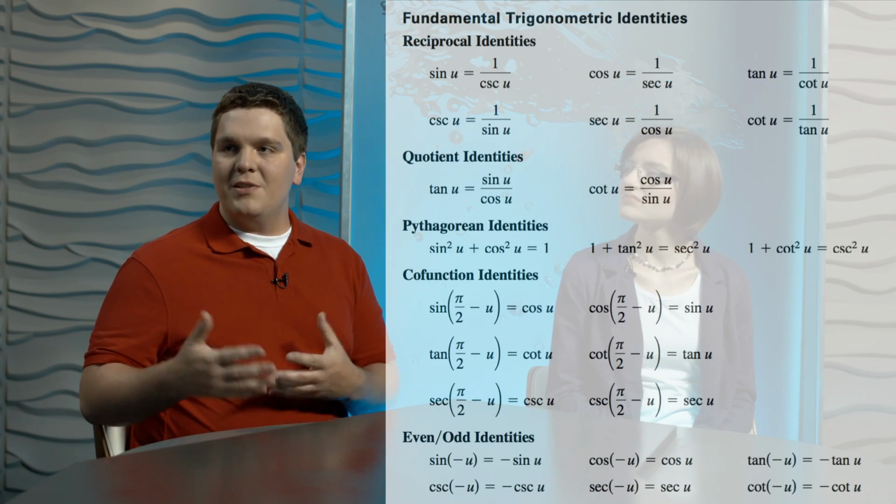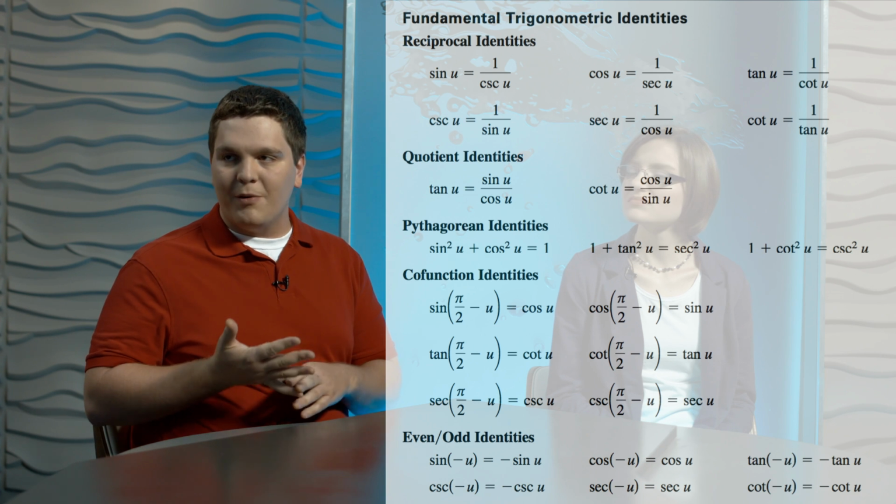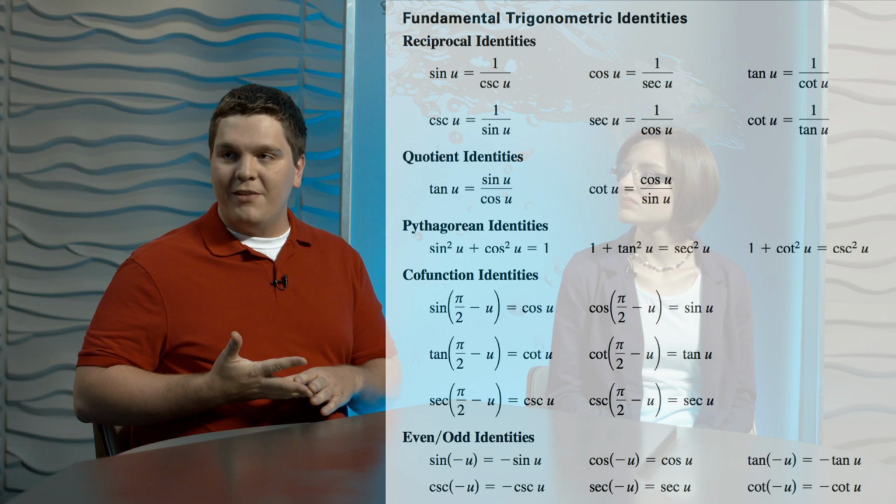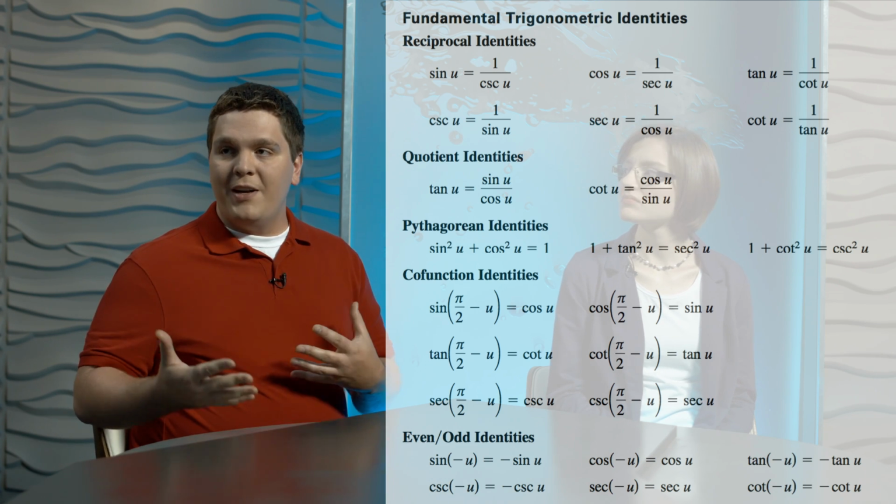So I like to view the purpose of the section in two different ways. First, we're reintroducing some ideas that we saw in the previous section. So you can use this as an opportunity to review the reciprocal identities, the Pythagorean identities, maybe even talk about the odd and even identities. But we also introduce some new identities.